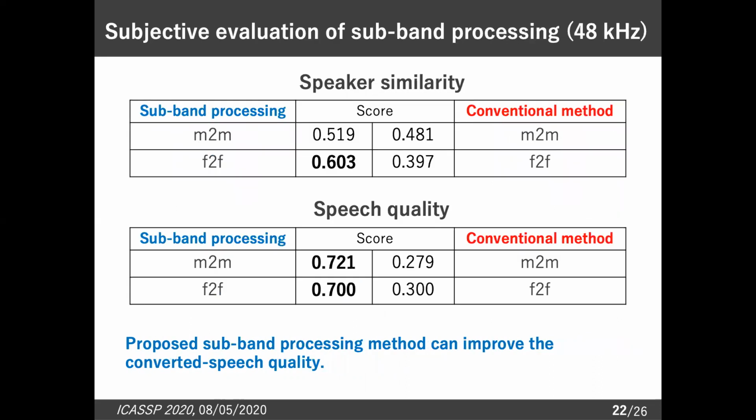Here are the results of subjective evaluations on subband processing in the full-band case. These tables show that the proposed subband processing method achieved a higher score than the conventional method, excluding the speaker similarity of the M2M VC. These results indicate that the proposed subband processing method improves converted speech quality.